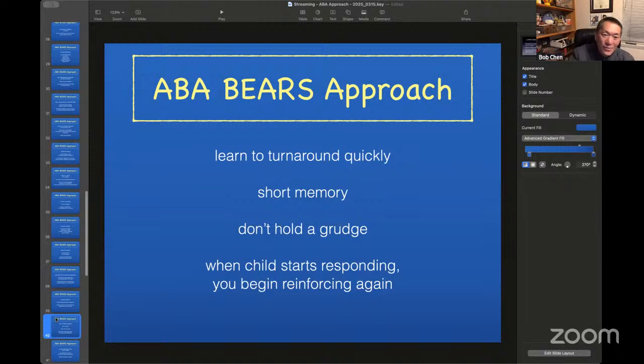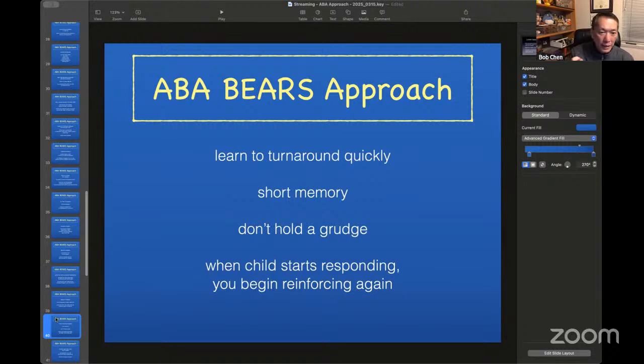This is the hardest thing for parents to learn, which is to turn around quickly. I don't mean like turning around. What I mean is you want to have a very short memory. Don't hold a grudge. Don't be like, oh, you are just so bad with me, I'm going to withhold reinforcement even after you start listening to me. No, you have a very short memory. You don't hold a grudge. As soon as the child changes from engaging in problem behaviors to being pro-social, to listening to you, you change along with them. Be quick about it.